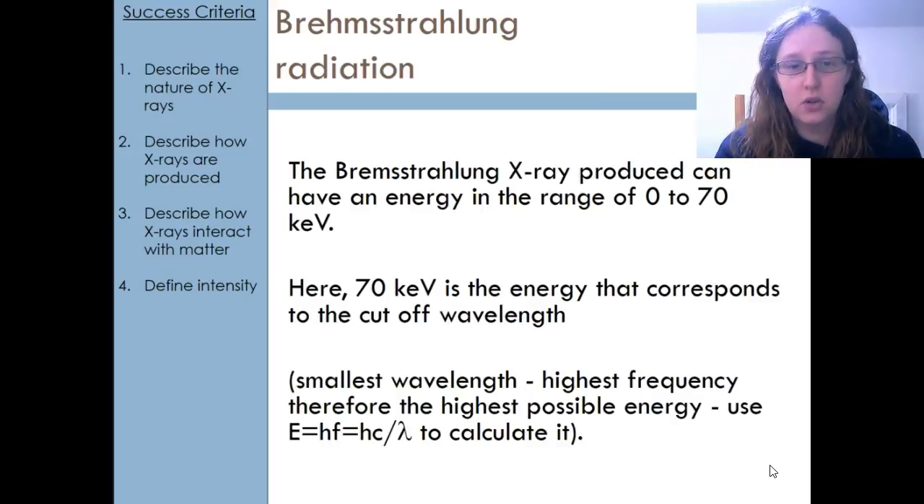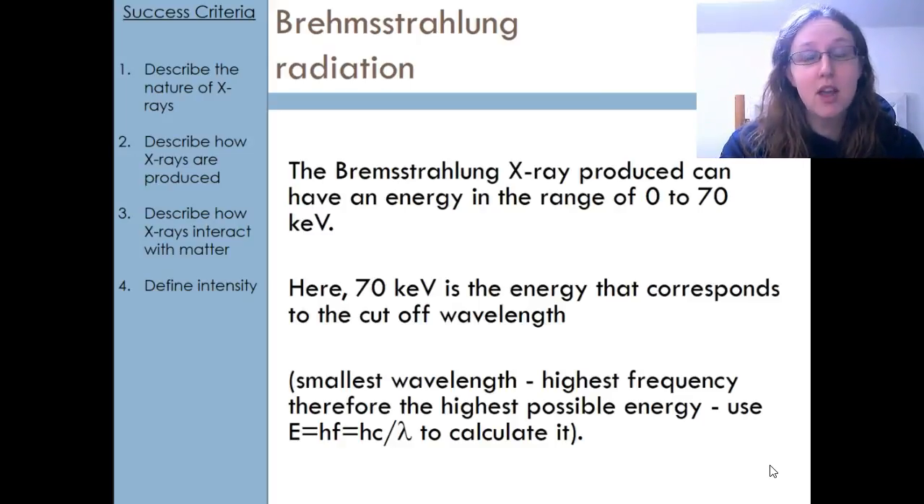So if you recall, we looked at the energy of photons being calculated by E equals hf or E equals hc over lambda. So if I know what the maximum energy that my photon could have is, I can use that to calculate what the smallest wavelength or the highest frequency that photon could have. So I could check that it really would be an X-ray photon.